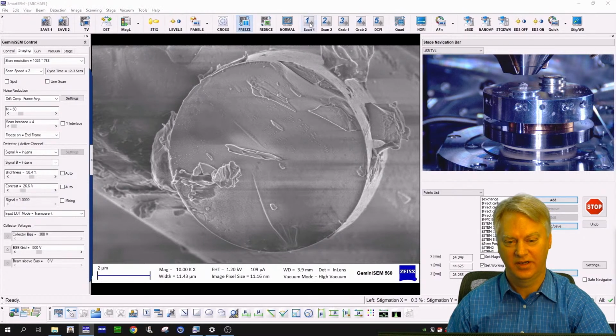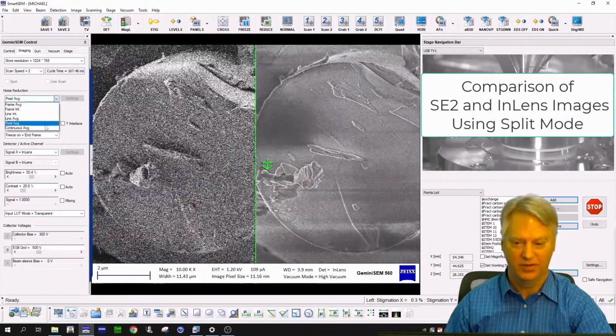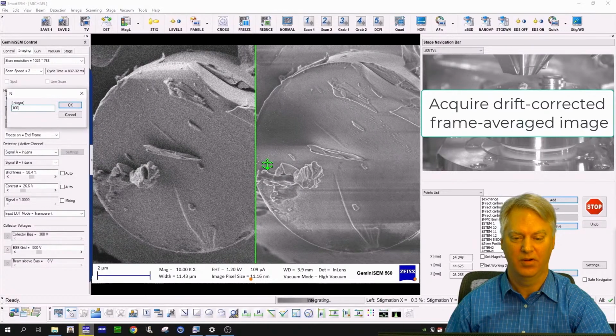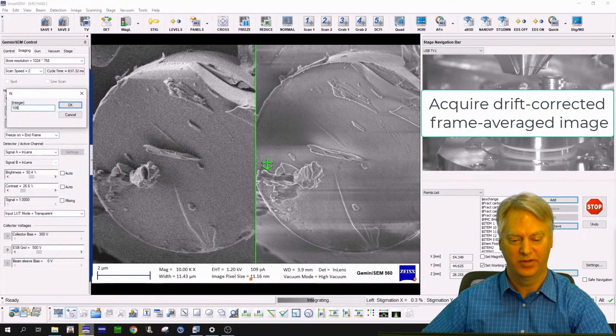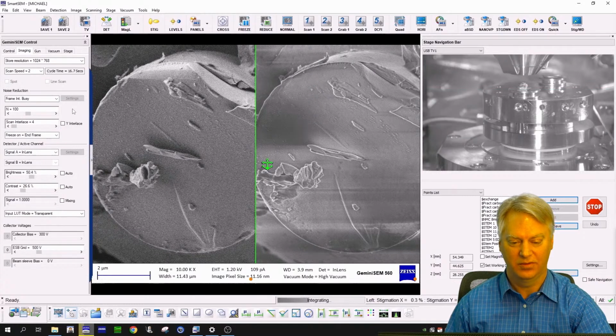Let's let that play out. See, the image is decent, but it still has some charging effects. And if I go into split mode and do the same thing, do a frame integration, you can see the left-hand side has minimal charging with the SE2, and on the right-hand side you see a lot of charging with the in-lens. So what we could do is go down to a lower voltage, potentially find a charge balance point or reduce the amount of current and things of that sort.